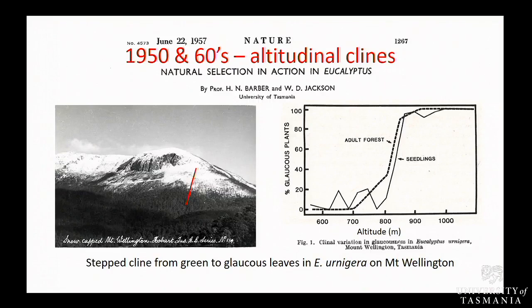But what it really shows is the power of natural selection in really steep environmental gradients to shape the genetic diversity that we see in species. And this is just really lovely work, and we're still working on these things today.